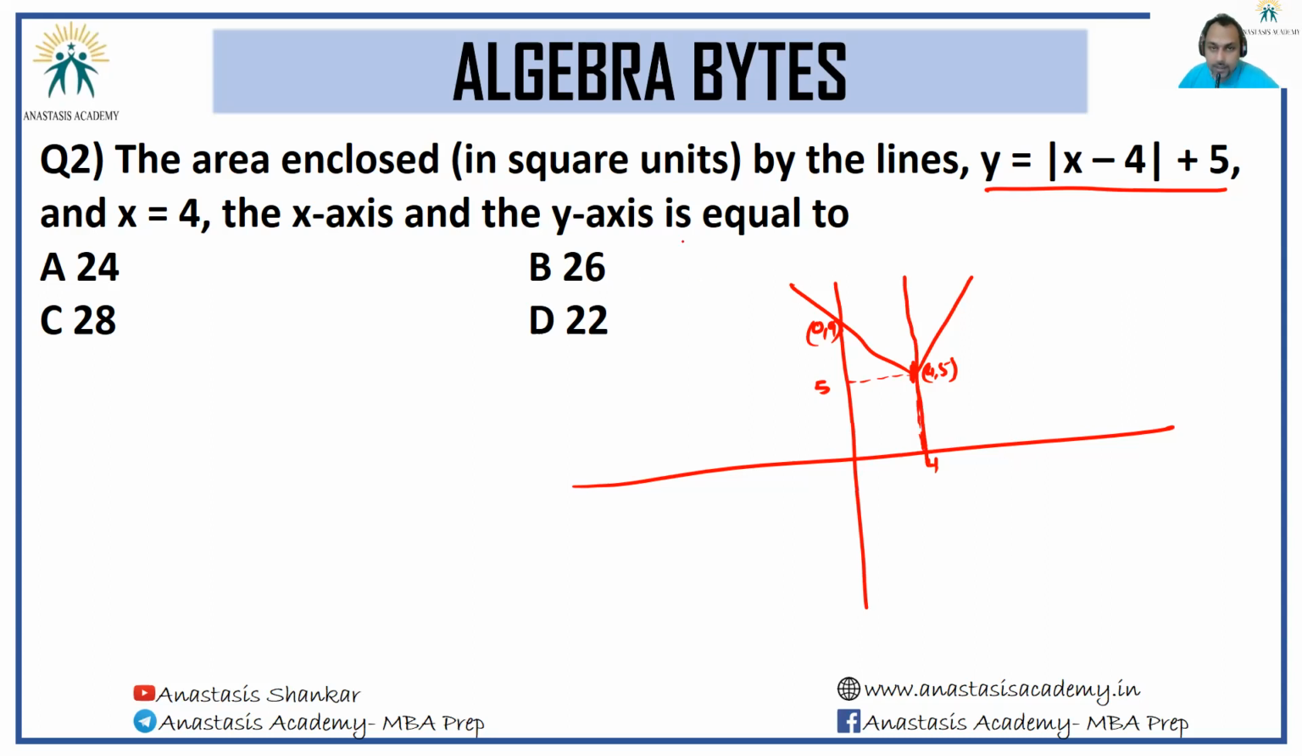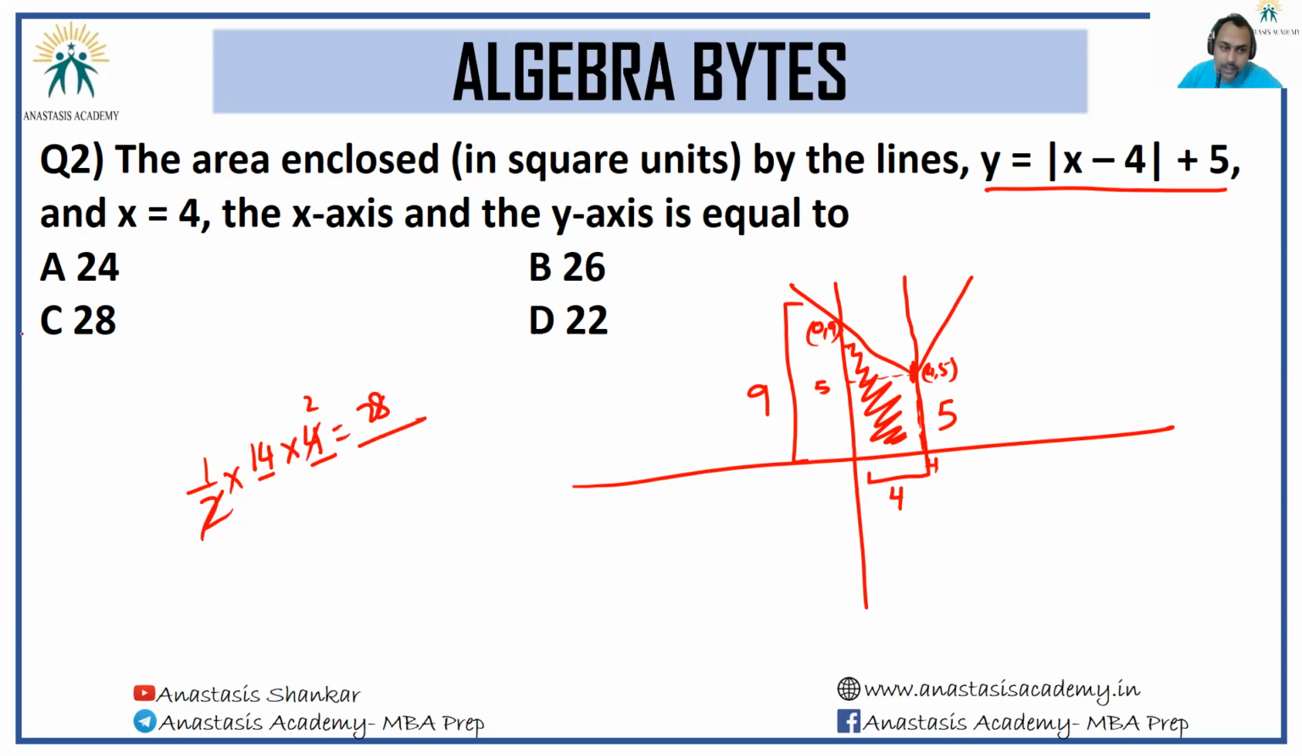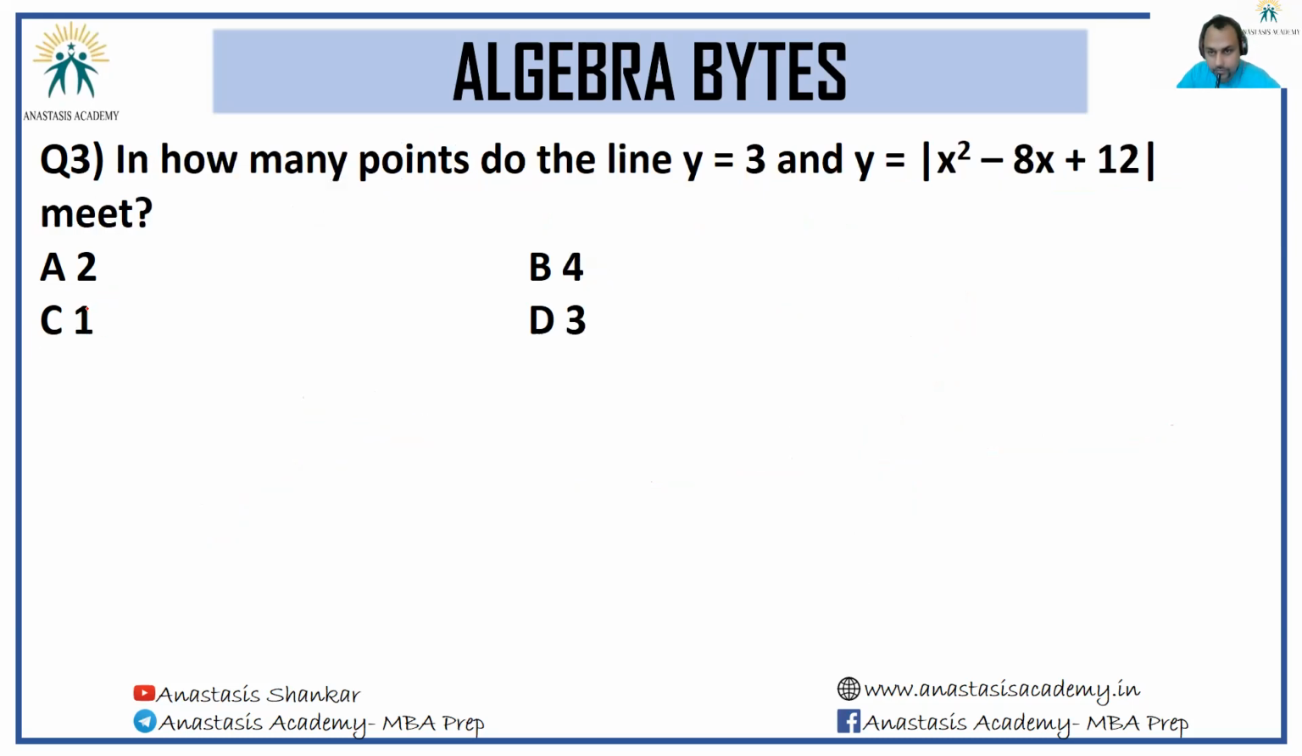So when they're asking me to find out the area enclosed by the lines y is equal to this, and x equal to this, and x-axis and y-axis, they're asking me to calculate this area. This here, hopefully you can see, is a trapezium. This length here is 5. This length here is 9. The height between the parallel sides is 4. So the area is given by half into 14 into 4. Sum of parallel sides, distance between the parallel sides, cancel, cancel. You get your area as 28 or option C.